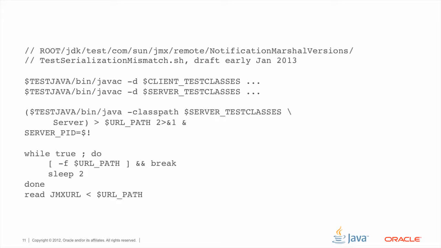The next thing we do is we go into a while loop where we wait for the URL path file to become present, and that's what the -f test in brackets does. When that file is present, we break out of the loop. Otherwise, we sleep for 2 seconds and try again. Then, once the file is actually present, we read a line of text from the URL path file and put that into the variable called JMXURL.